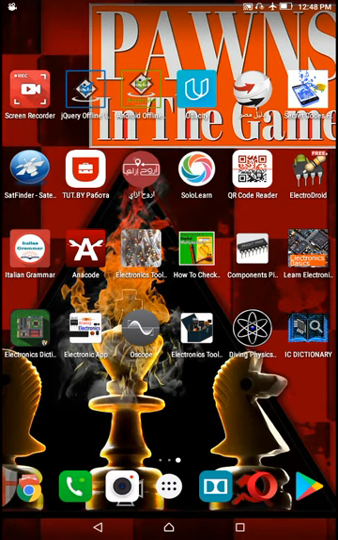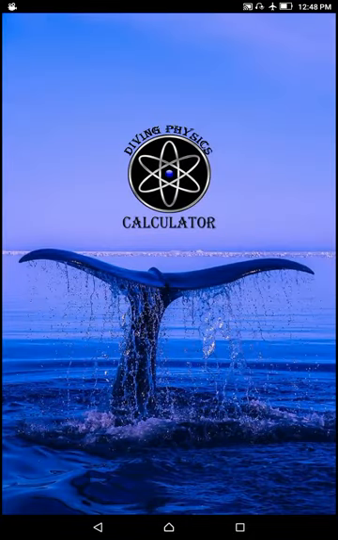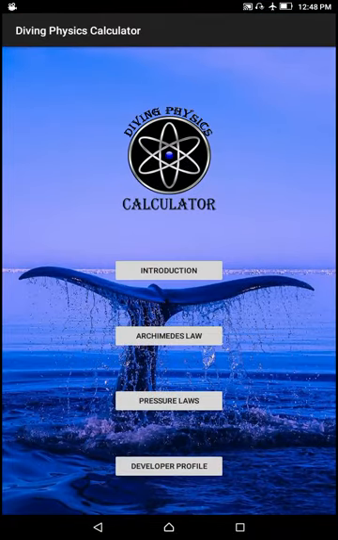We will start the application together. Diving Physics, we will click on the icon. We will wait for 4 seconds. So this was just the welcome screen. It lasts for 4 seconds. Now after the welcome screen, we have the menu screen to choose what law we need to use.